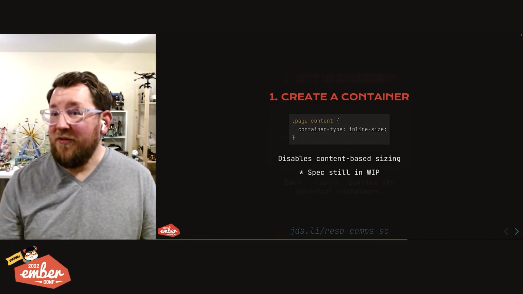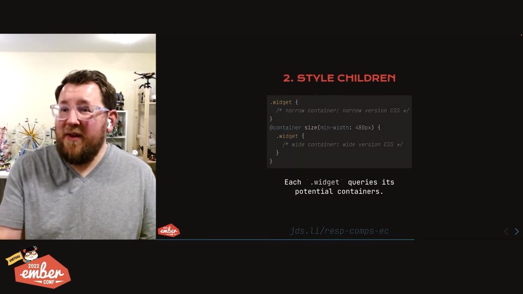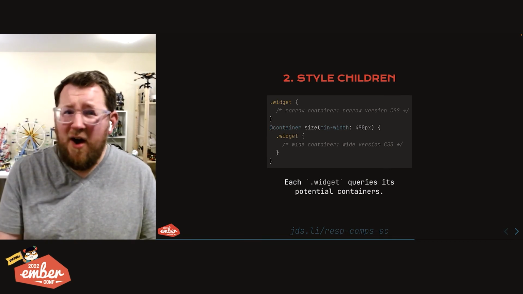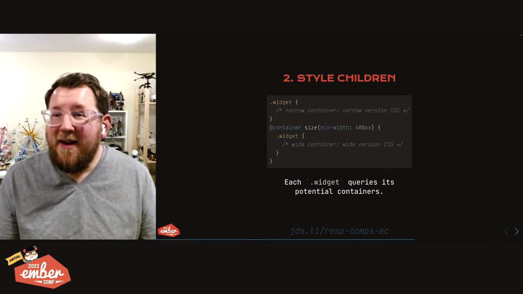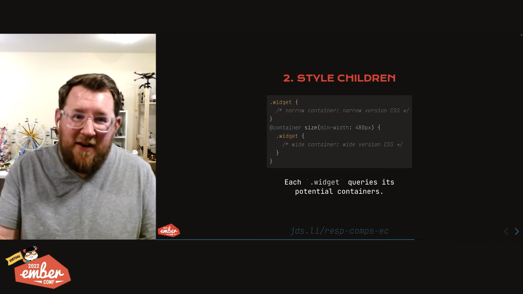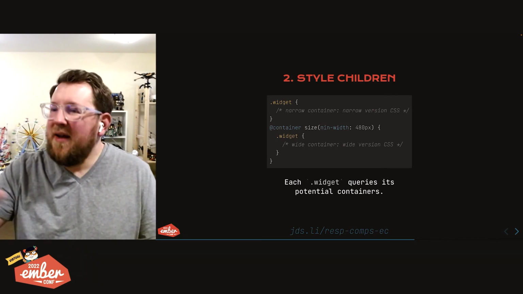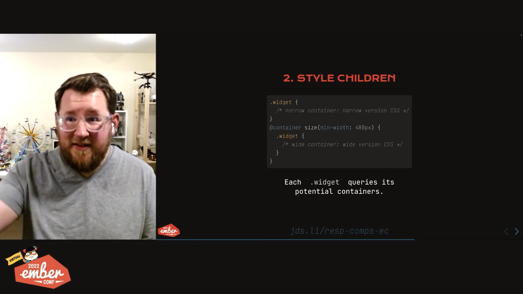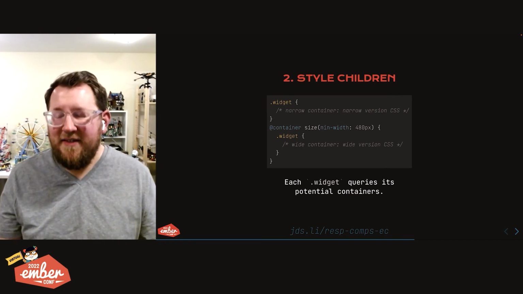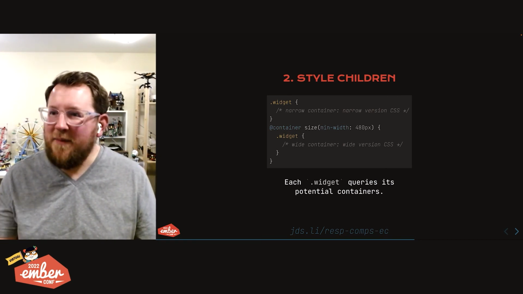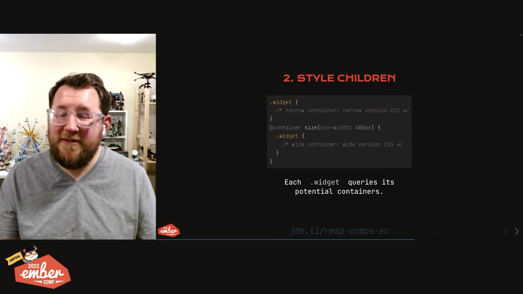Next, we're going to style the children. And this is like, wow, is it really that short of a talk? Kind of. This part is, yeah. In a narrow container, give it a narrow CSS. And then if its container is min width 480 pixels, then we're going to give it the wide version of the CSS. And this is the real current syntax. This is the code. This is the thing to copy and paste into your demos and start playing with this.